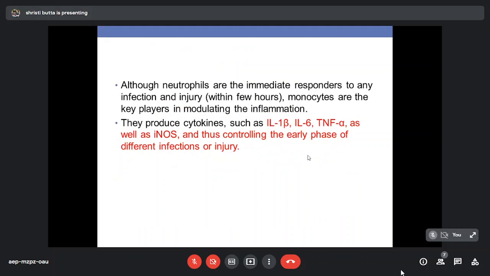Although neutrophils are immediate responders to any infection or injury, monocytes are the key players in modulating the inflammation. They also produce cytokines like interleukin 1 beta, the pyrogen, and we also have interleukin 6, TNF alpha, as well as the inducible nitric oxide synthase, thus controlling the early phase of different infections or injury.